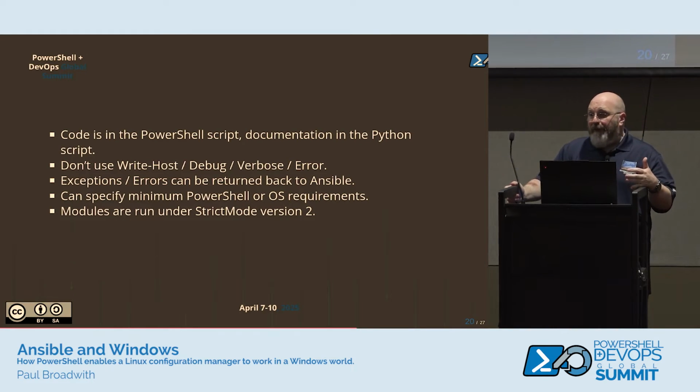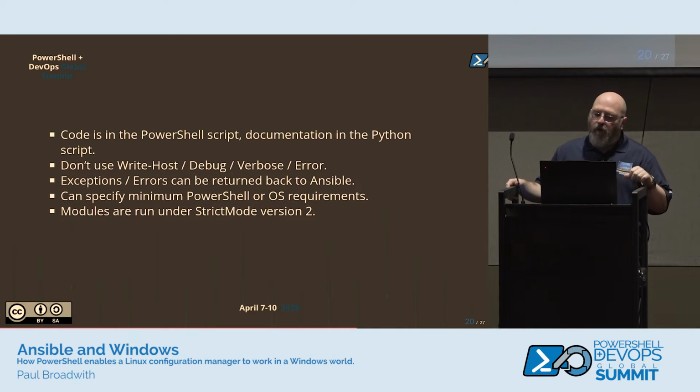The code, as you'd imagine, is in the PowerShell script. The documentation is in the Python script. We'll have a look at the documentation quickly. If you've ever used comment-based help in PowerShell, it's the same thing, just in an entirely different format. So you've got things like the description of your parameters, values that they can accept, examples for how to use your module, return results, that kind of thing. So that's all in there, just in a different format.